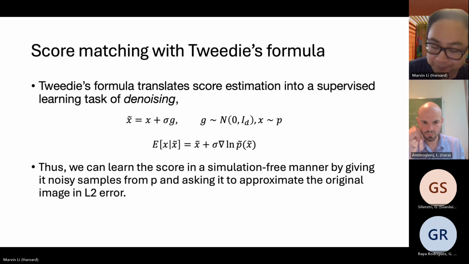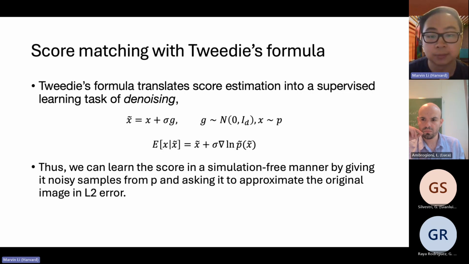And it turns out, because this is the conditional expectation, the minimum is achieved by the function that uses the actual score. So basically, you give it this denoising problem as an example, and then it basically just solves it to estimate the score. Yeah.